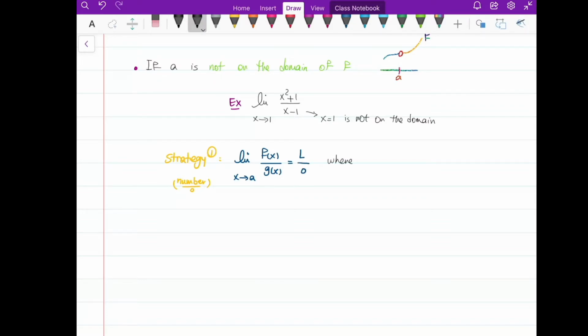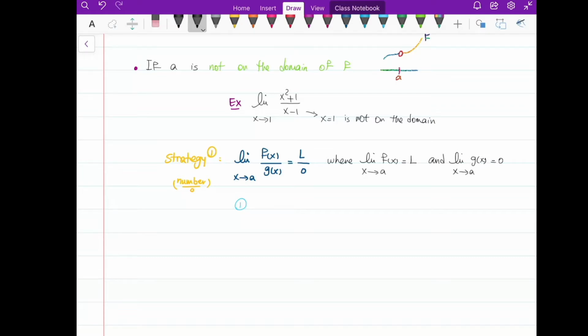where the number L is the limit of f of x as x goes to a, and it's equal to L, and the limit of the denominator as x goes to a is equal to 0. That's the problem that we have in here.